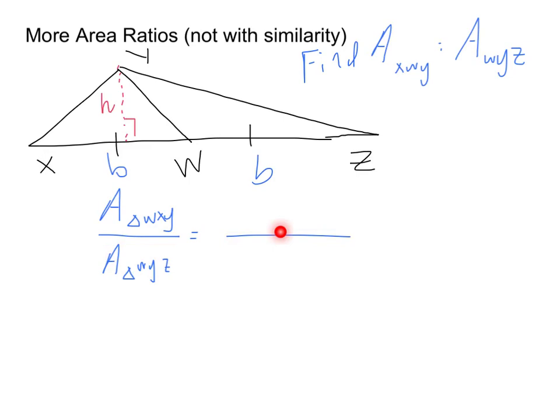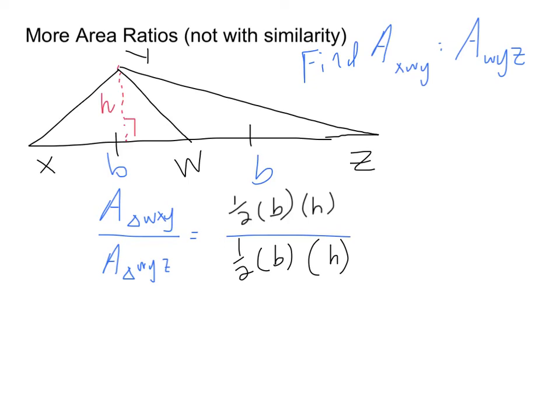The area of WXY, well, it's a triangle. It has a base, it has a height. Don't forget to take half. Okay. And the area of WYZ, that's this triangle. It has a base of B, and it has a height of H. Don't forget to take half. So right here, we can actually kind of clean this up.